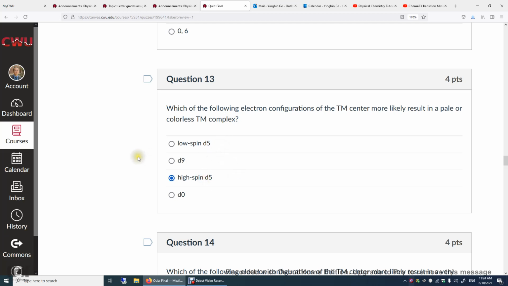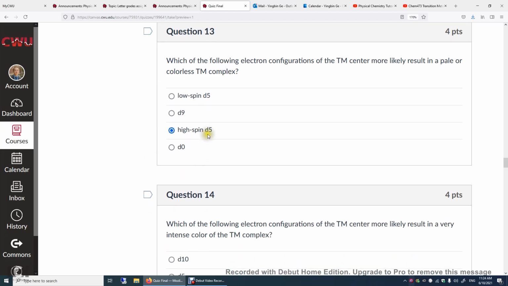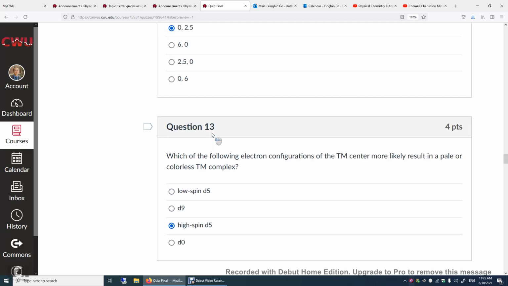And when you have high spin d5, only one electronic state has a spin multiplicity of 6. That's the ground electronic state. Therefore, all electronic transitions from the ground electronic state are spin forbidden. So this question 13 is related to question 12.